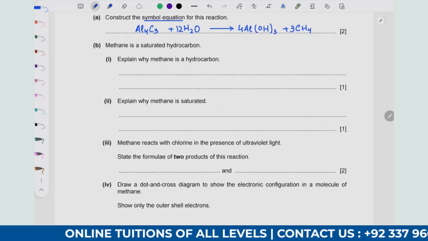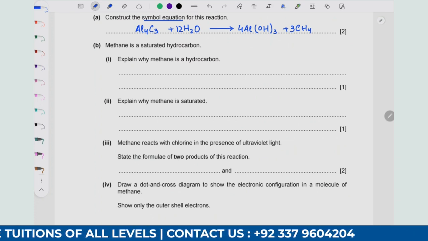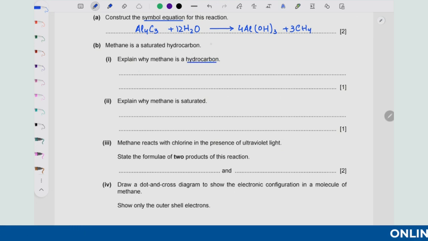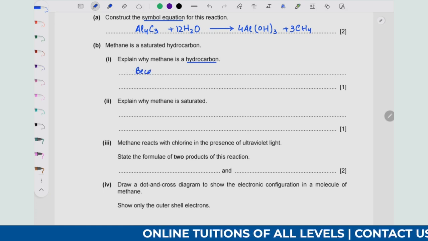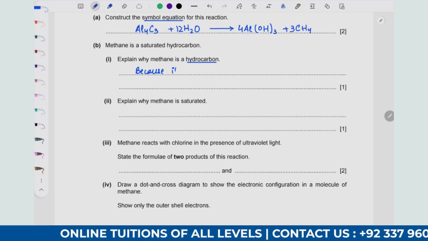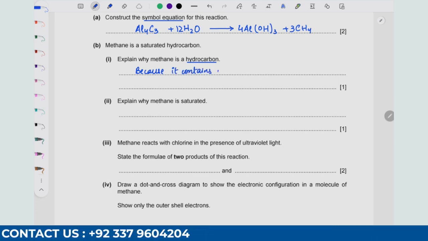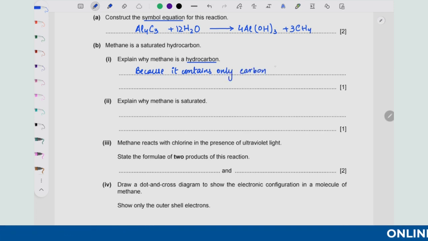Methane is a saturated hydrocarbon. Explain why methane is a hydrocarbon. So we know that a hydrocarbon is any compound that consists of carbon and hydrogen only. So methane is a hydrocarbon because it contains only carbon and hydrogen.